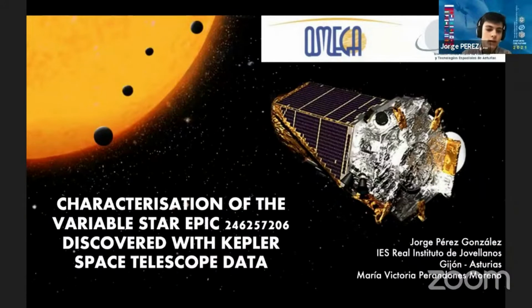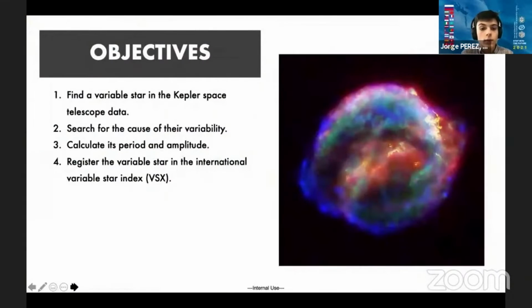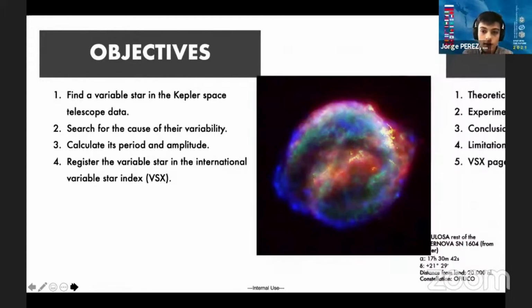I come from Spain, and today I'll be speaking about my project about how I characterized the variable star EPIC 246257206, discovered with data from the Kepler Space Telescope. The main research objectives were to find the variable star in the Kepler Space Telescope database, understand why the brightness of the star varied over time, and to do that, you need to calculate the period and the amplitude, and finally, to publish these results in the International Variable Star Index.